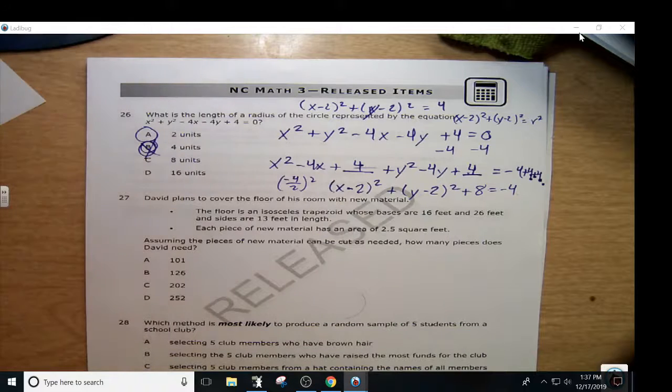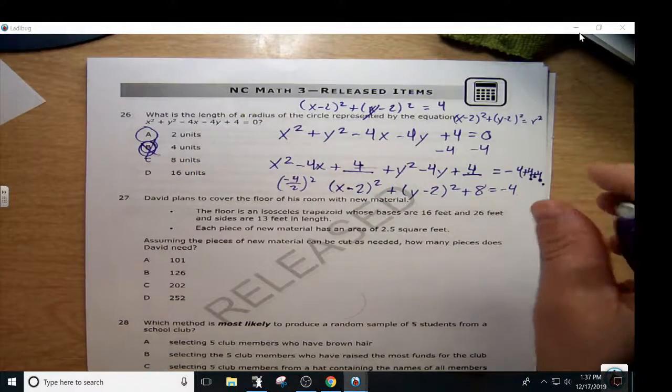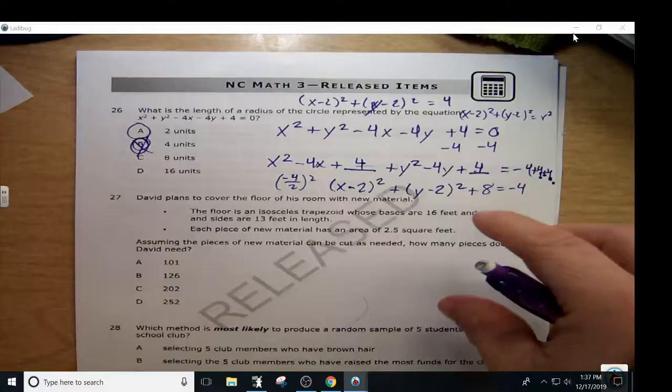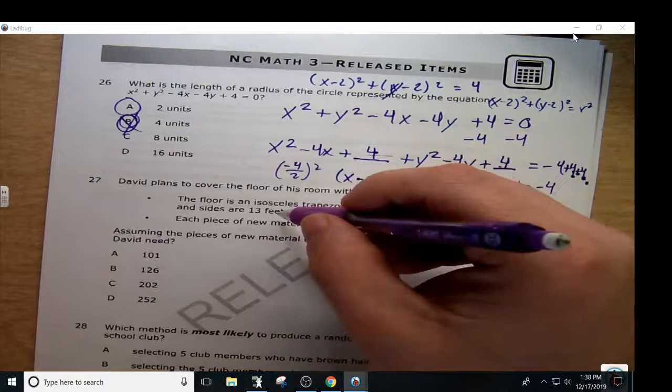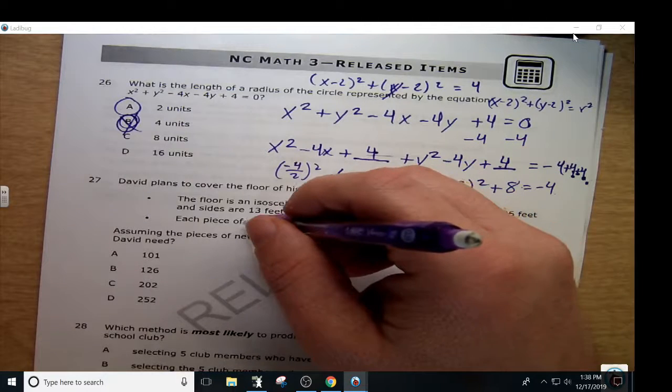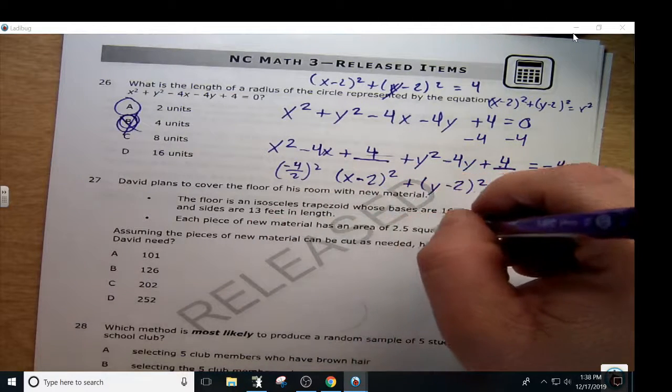All right, guys, let's keep going on with the review. The next question, number 27. David plans to cover the floor of his room with new material. The floor is an isosceles trapezoid whose bases are 16 and 26, and sides are 13 feet in length. Each piece of new material has an area of 2.5 square feet.